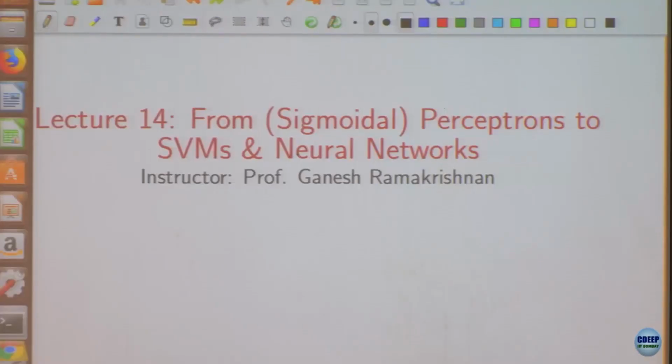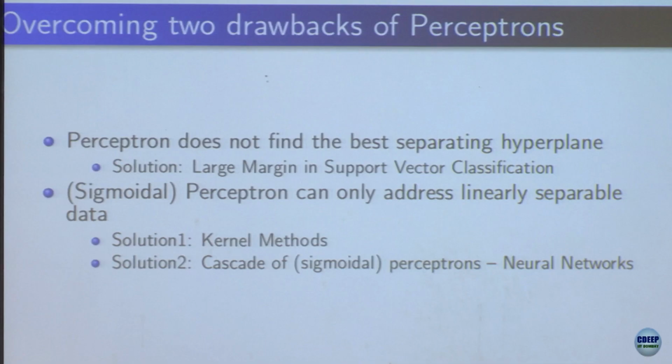Okay, so now we are moving on from unsupervised learning. We'll move back to more complex models, and specifically the 2 drawbacks of perceptrons that we want to focus on. The first is that the perceptron does not find the best separating hyperplane, and all of you are all too familiar with this problem.